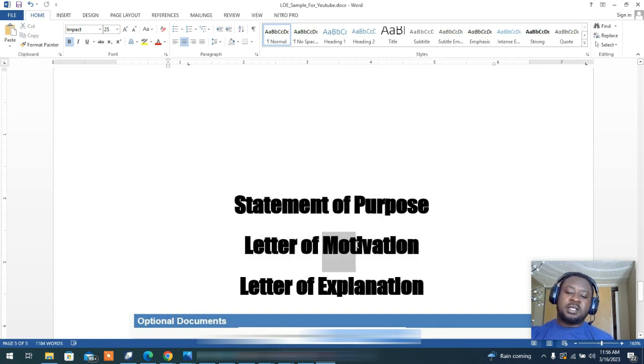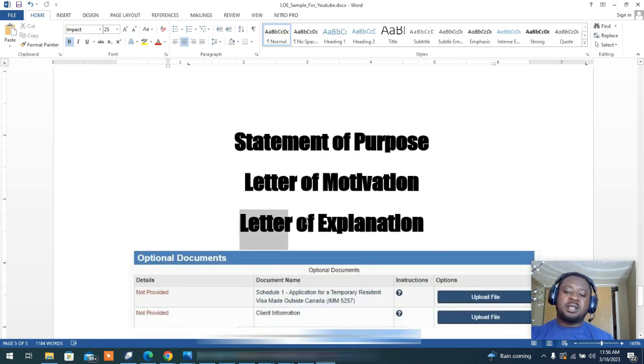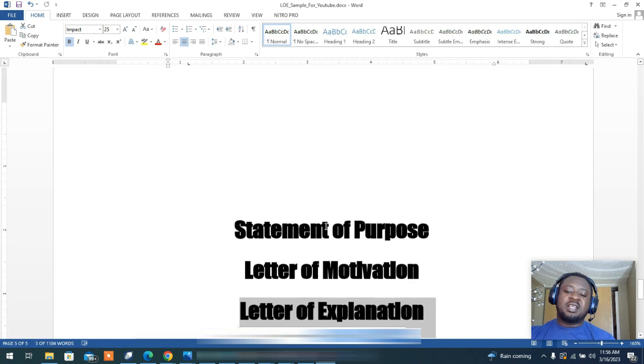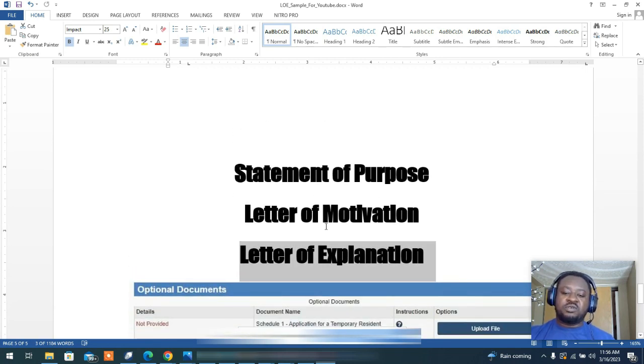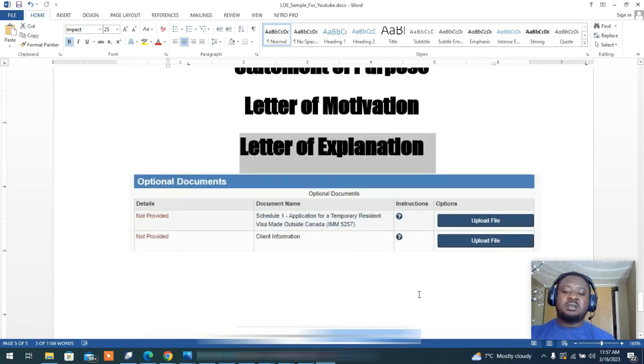But if you are denied and you are applying for the second time, you call it a letter of explanation, because you are explaining why the visa officers should consider you, because you're explaining why you were denied the first time and you are reapplying for a second chance. Or probably the third time, you can still use the word letter of explanation. This document is submitted, uploaded in what we call the client information, under the optional document.